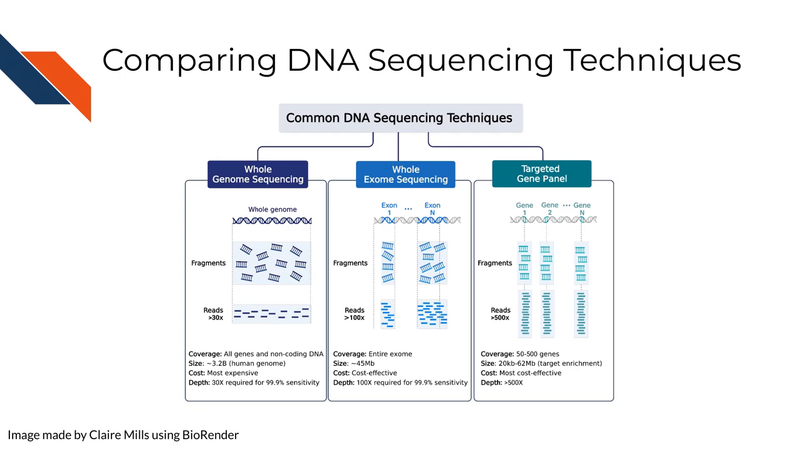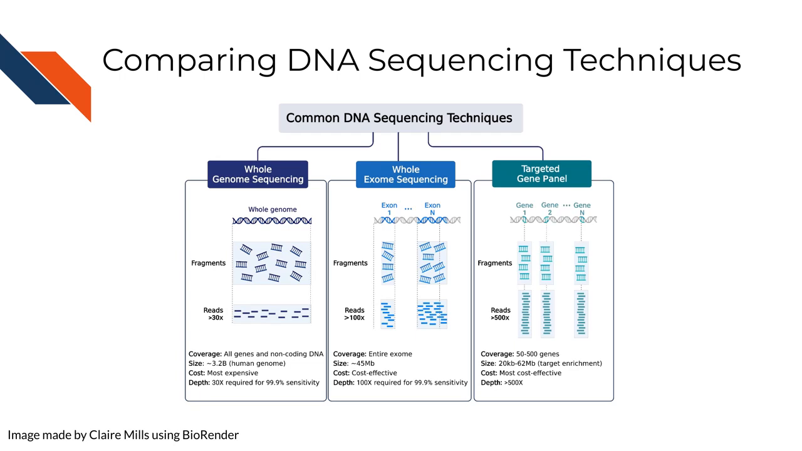The most common DNA sequencing techniques are described. Whole genome sequencing covers all genes and non-coding DNA. 2 billion bases are covered when applied to human samples. This is the most expensive of the techniques. Depth of coverage required for 99.9% sensitivity is X.